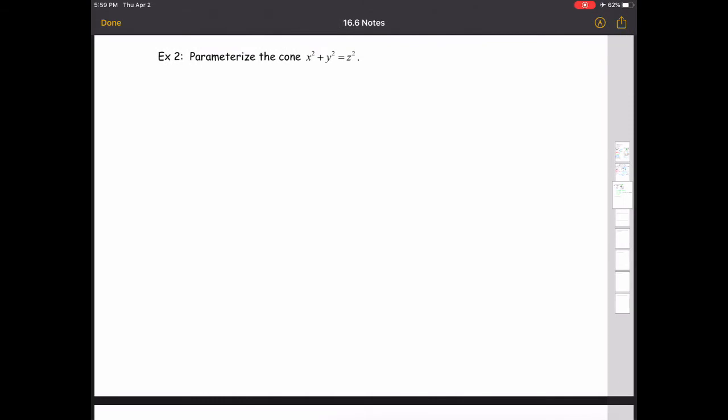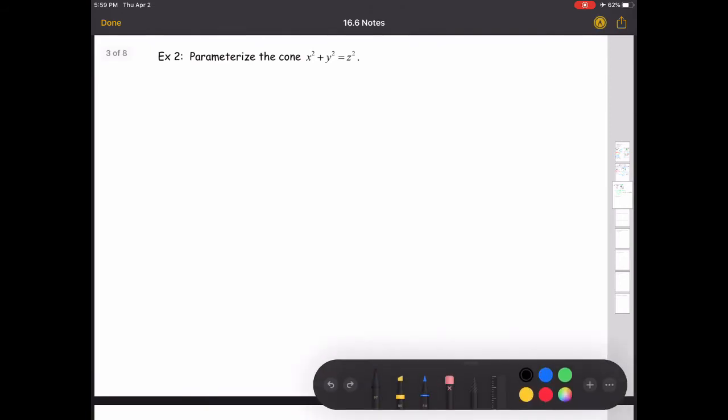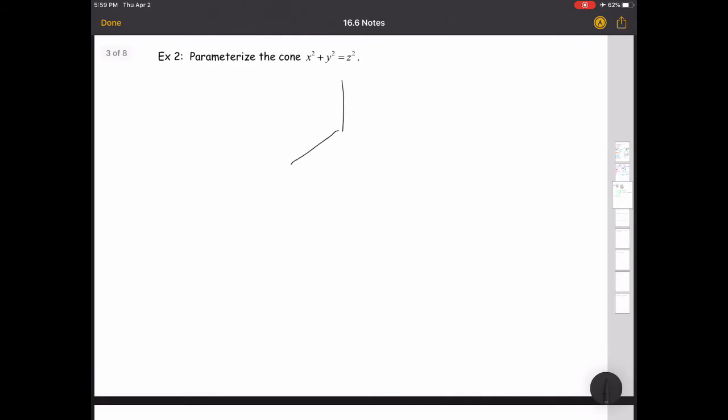All right, for our second example, we are going to parameterize the cone x squared plus y squared equals z squared. And one of the interesting things about this is, well, obviously it's a cone. It is not a sphere. It is not a cylinder. So we can actually parameterize it using either one.